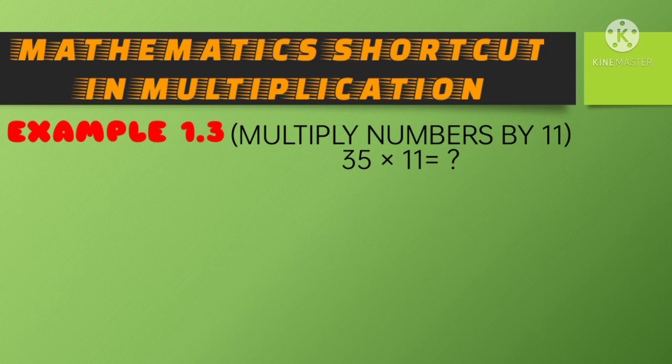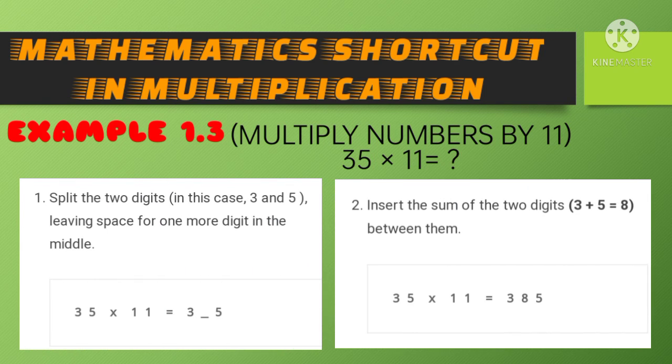Another mathematics shortcut in multiplication is multiplying numbers by 11. Let's take an example, 35 times 11. Step 1, split the 2 digits, in this case 3 and 5, leaving space for 1 more digit in the middle. Then the last step is to insert the sum of the 2 digits, which is 3 plus 5 is equal to 8, between them. So 35 times 11 is equal to 385. So this is very easy to multiply numbers by 11. Just follow the steps.